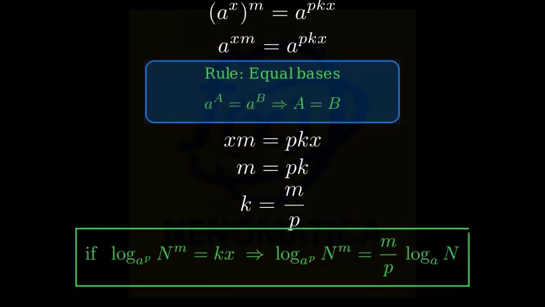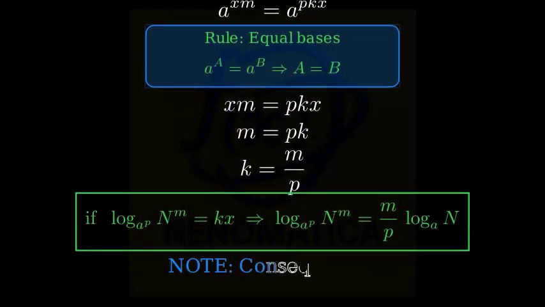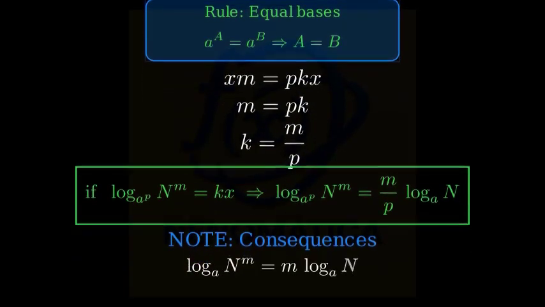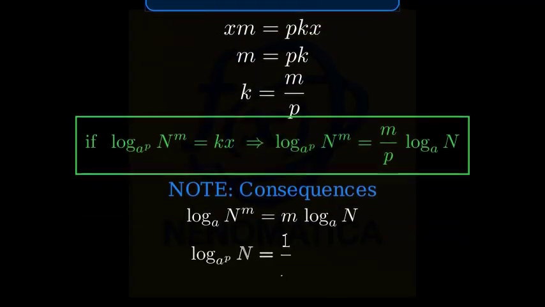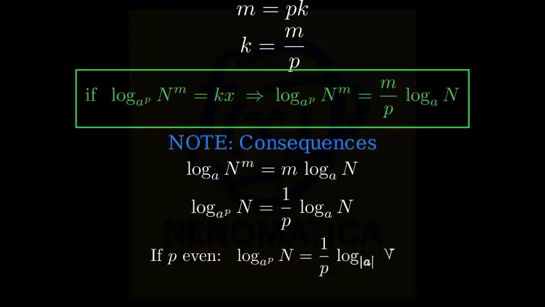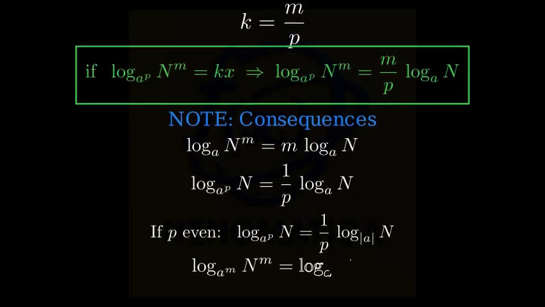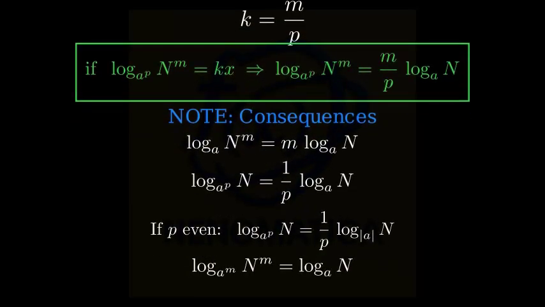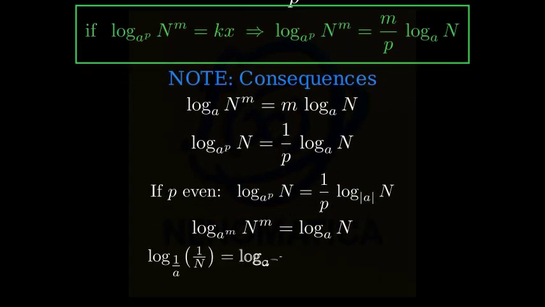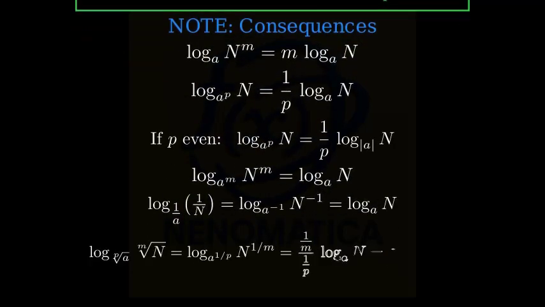Important results that follow from this formula. First, the classic power rule. Second, a power in the base. If p is even, use absolute value of a in the base. Equal powers in base and argument cancel. Reciprocal base and reciprocal argument simplify. Roots in base and argument convert to fractional exponents. A chain of equivalent logarithms shows multiplying both base and argument by the same power keeps the value the same.